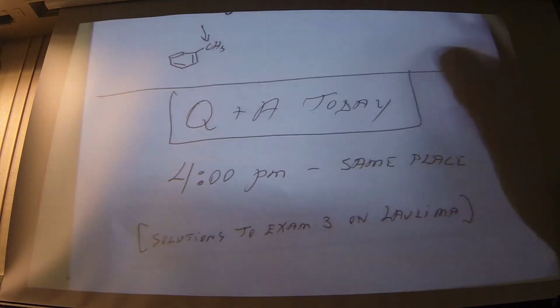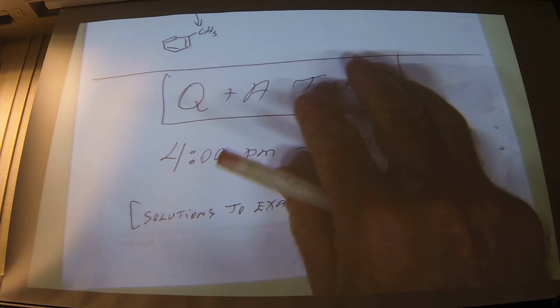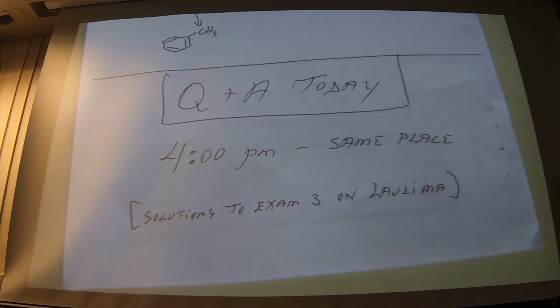So what we're going to do on Monday when we meet is talk about vitamin B6 and some of the chemistry that is associated with that. It's going to look an awful lot like the mechanisms that we talked about when we talked about ketone chemistry.